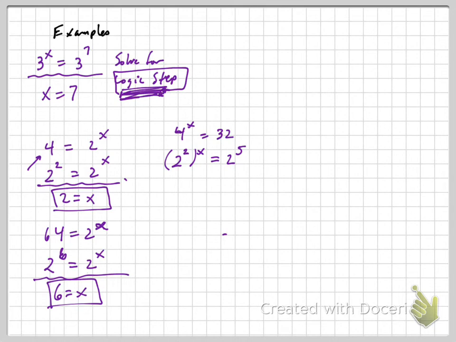And before you can do your logic step, you have to use all properties of exponents, which we've already talked about. Power of a power means you multiply them. And so you end up with 2 to the 2x is equal to 2 to the fifth. Now it's squiggly line time. Now you can set the exponents equal to each other and divide by 2, and you get 5 halves.